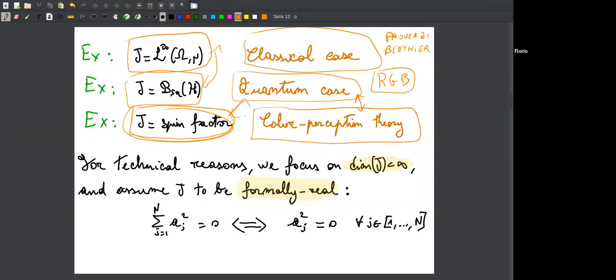and to a journal. So some technical assumptions that we need to make, to make the geometrical picture very neat, because in infinite dimension, you will see why it's not as neat. First, we consider finite dimensional algebras. And second, we need this formally real algebra, meaning that if the sum of squares is zero, then the squares must be zero. That seems trivial, but it's not always the case.